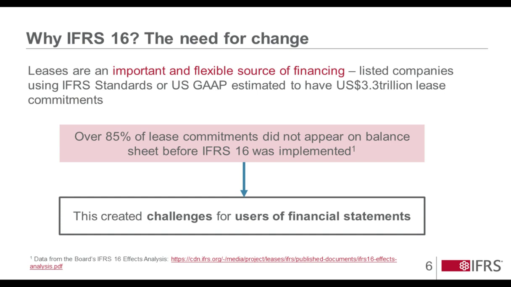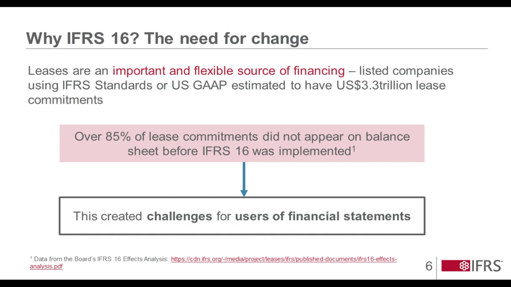The board performed research about the problems that existed as a result of that accounting. And one thing the board found was that over 85% by value of lease liabilities were not reported on company balance sheets because they were classified as operating leases. Now, that meant that a significant amount of what investors view as debt-like liabilities were missing from companies' balance sheets.